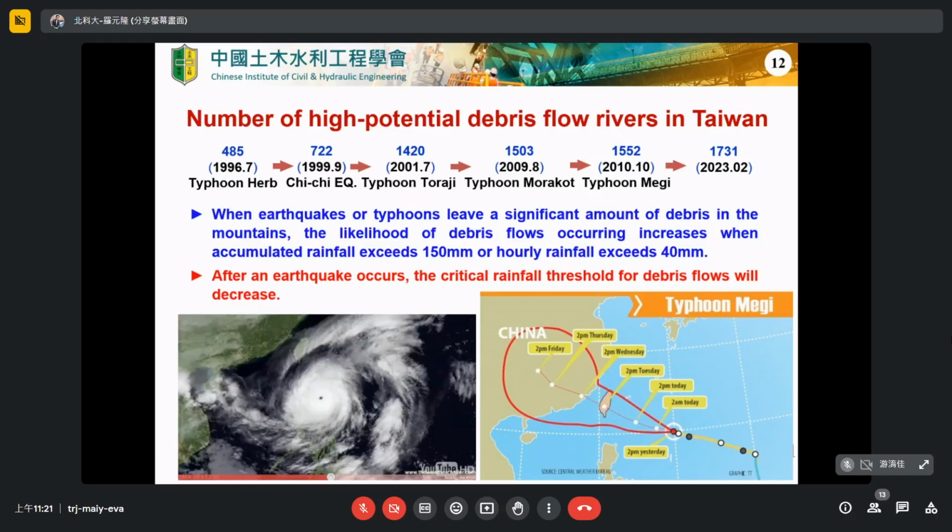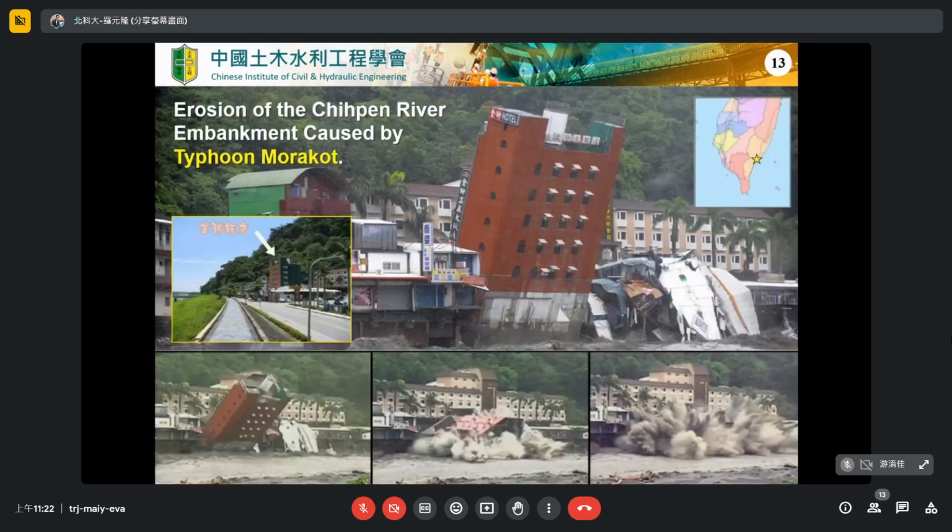1731. So as we know, when earthquakes or typhoons leave a significant amount of debris in the mountains, the likelihood of debris flow occurring increases when accumulative rainfall exceeds 150 millimeters or hourly rainfall exceeds 40 millimeters. And after an earthquake occurs, the critical rainfall threshold for debris flows will decrease. According to the experience of the Guangdong area in Japan, it needs 50 years to recover to the situation before the earthquake.